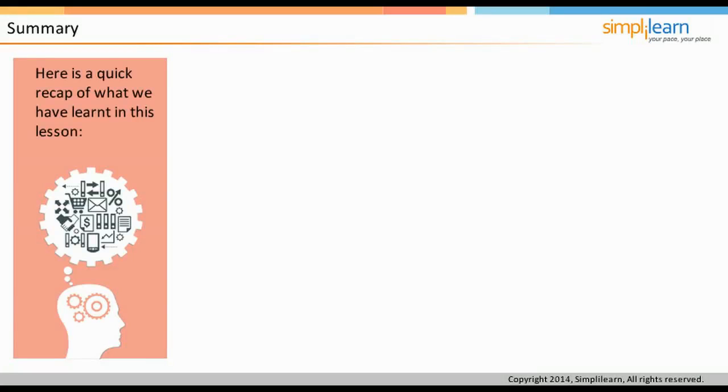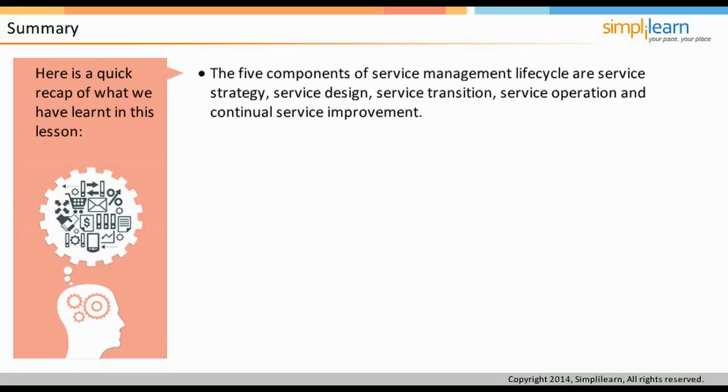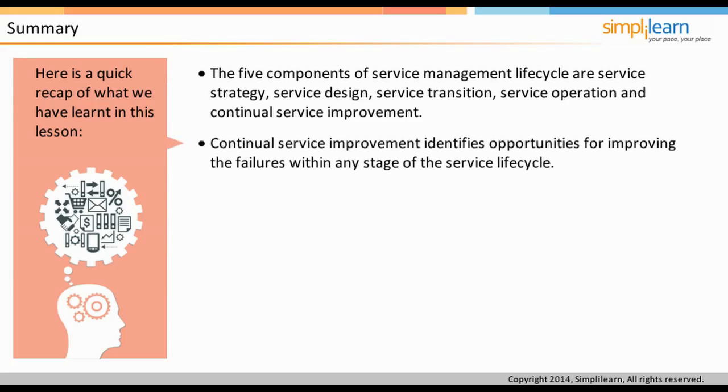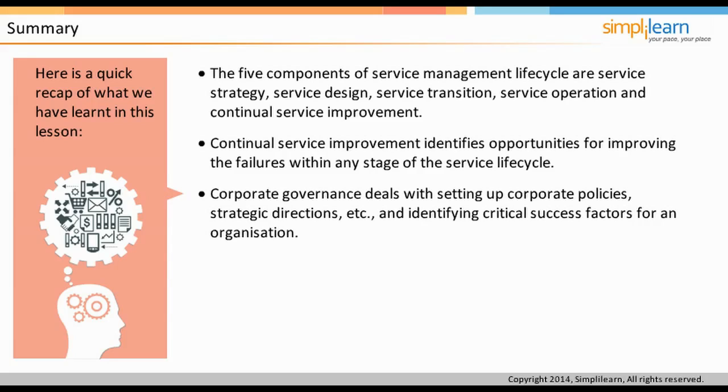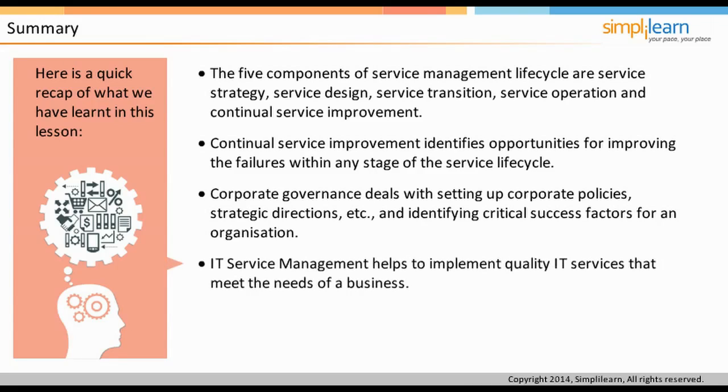Let us summarize what we have learned in this lesson. The 5 components of service management lifecycle are service strategy, service design, service transition, service operation, and continual service improvement. Continual service improvement identifies opportunities for improving the failures within any stage of the service lifecycle. Corporate governance deals with setting up corporate policies, strategic directions, etc., and identifying critical success factors for an organization. IT service management helps to implement quality IT services that meet the needs of a business. Next, we will look at a few questions based on this unit.